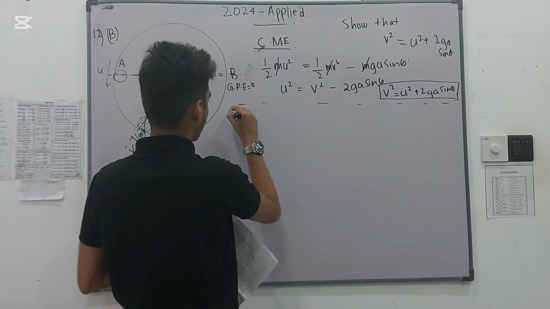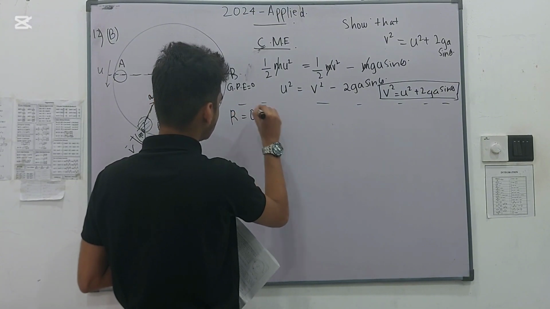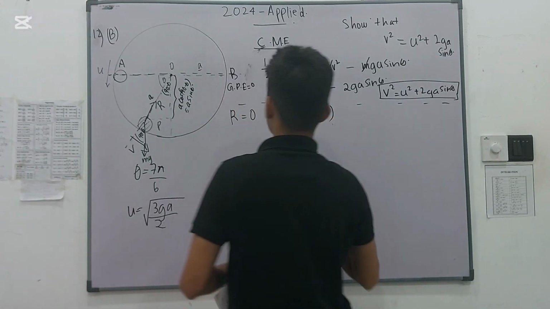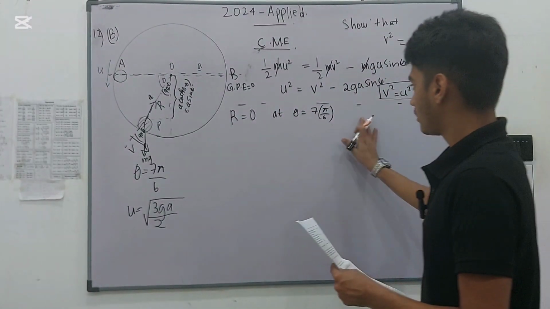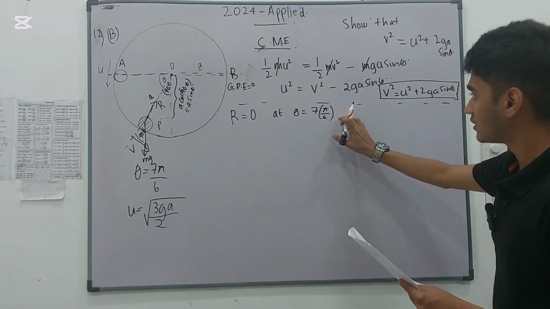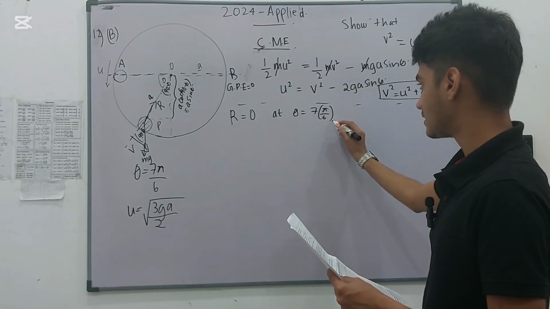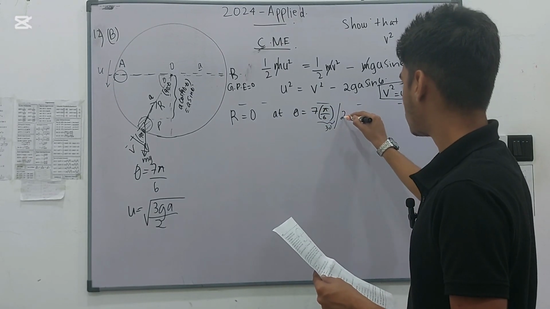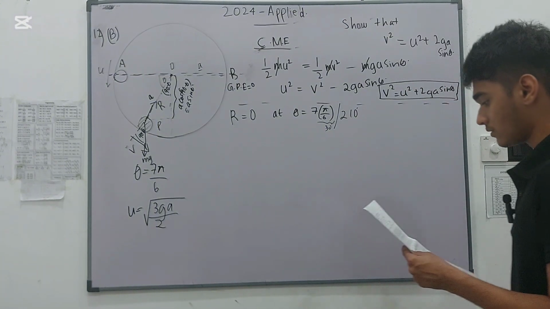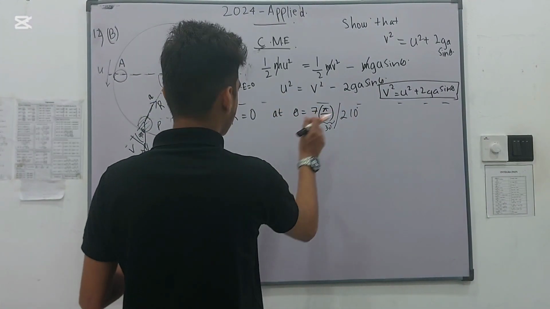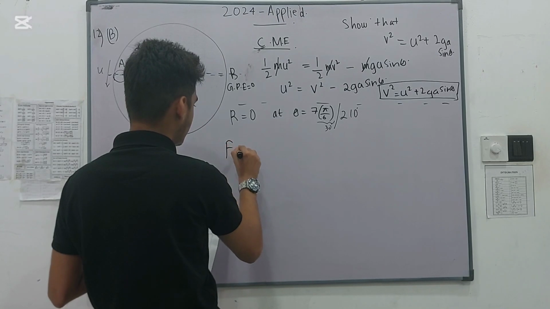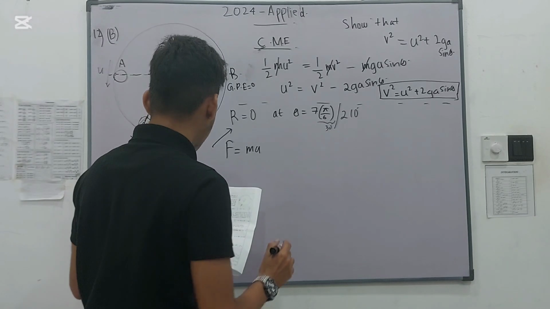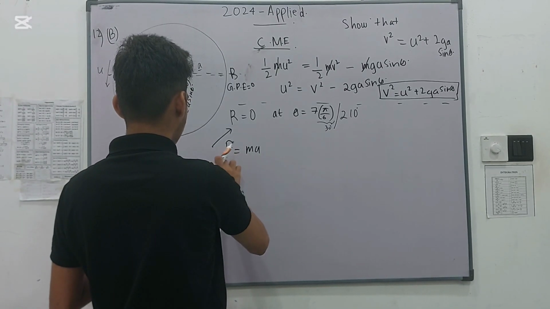So for the particle to leave, R is equal to 0 at theta equals 7 pi over 6. What is the reason for me to write it like this? What is pi over 6? Pi over 6 is 30 degrees. 30 degrees times 7, that is theta equals 210 degrees. So we might need it. Let's apply first of all F equals ma. There are only two theories, conservation of energy and applying F equals ma. So let's think within that.